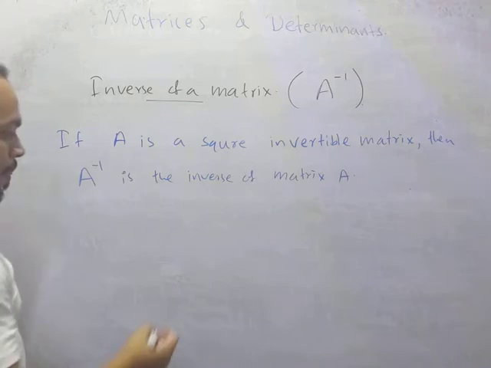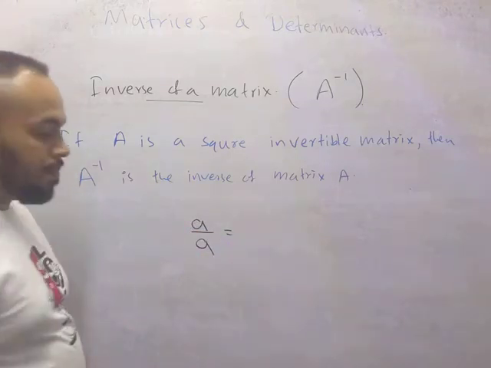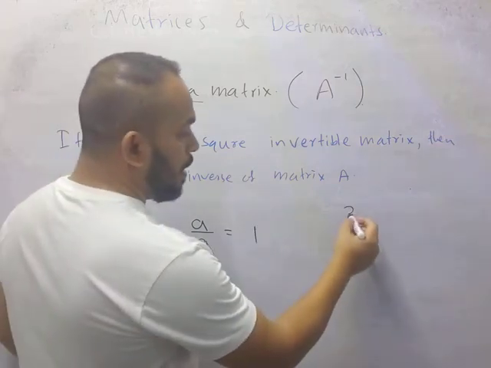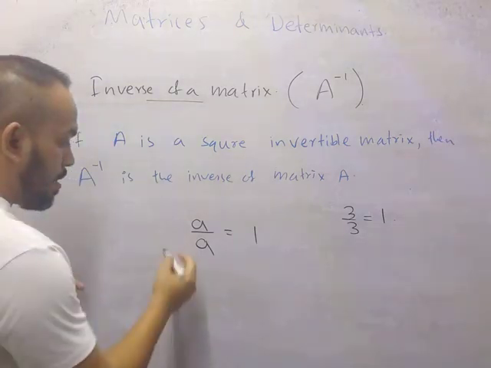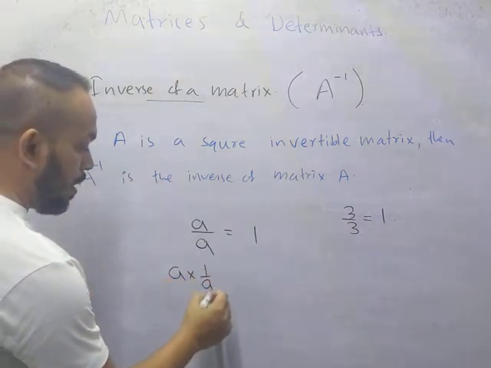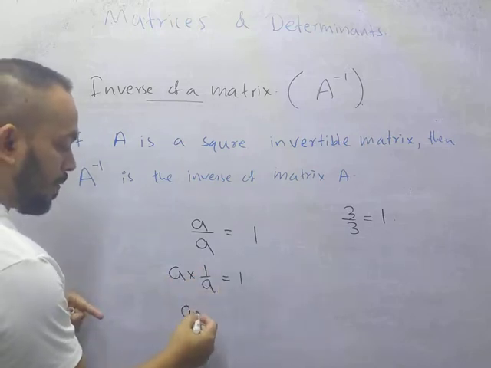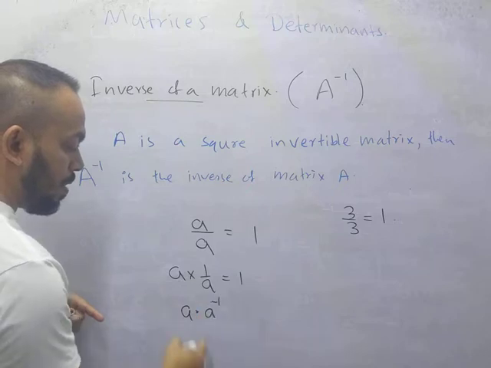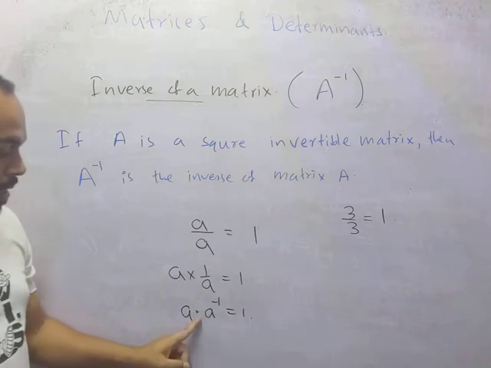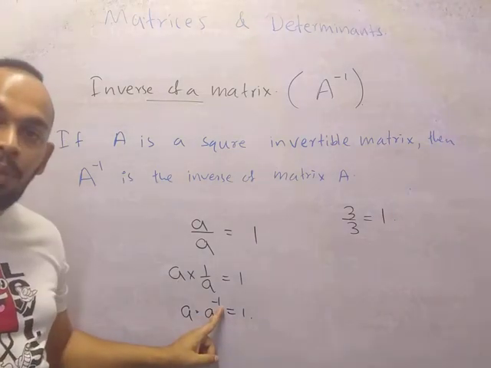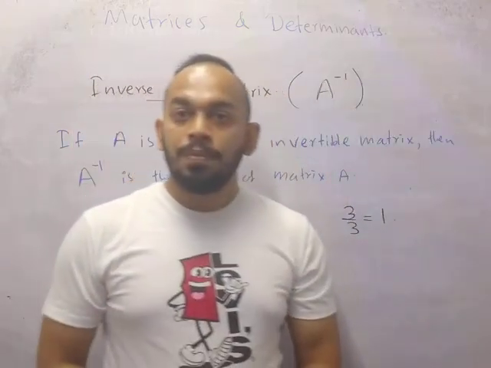Now here's the thing. If you divide A by A, what is the answer? That is equal to 1. If you divide 3 by 3, the answer is 1. Now I can write it like this: A into 1 over A must be equal to 1. What is 1 over A? The reciprocal of A, which is A to the power minus 1. So A multiplied by A to the power minus 1 must be equal to 1.